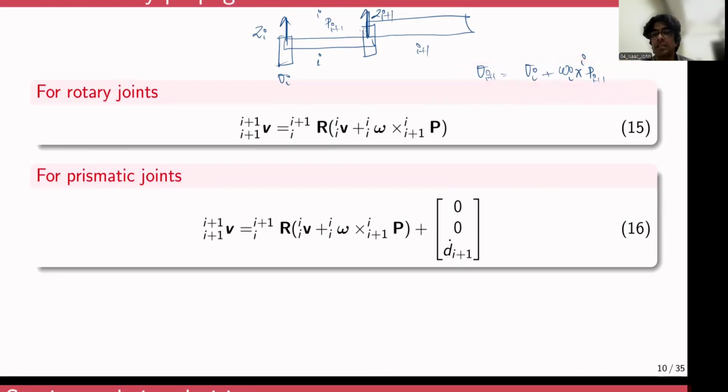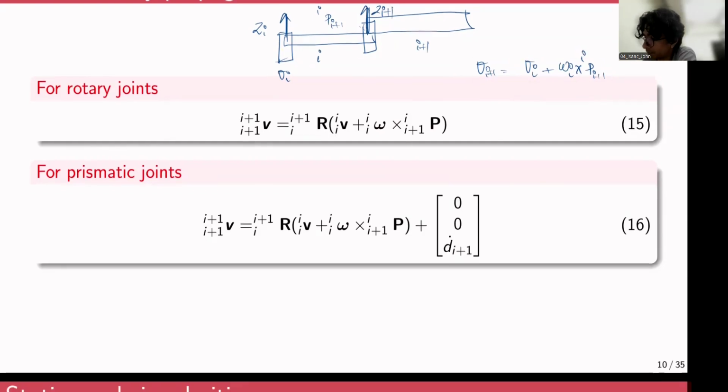But, same as in the previous case, if you want this to be implemented in a recursive manner, everything will have to be represented with respect to a single frame of reference. Everything will have to be referred with respect to the frame of reference of I plus 1. And since this is recursive, the velocity of the previous frame is already expressed in the ith frame of reference, and angular velocity will also be referred with respect to the ith frame of reference.